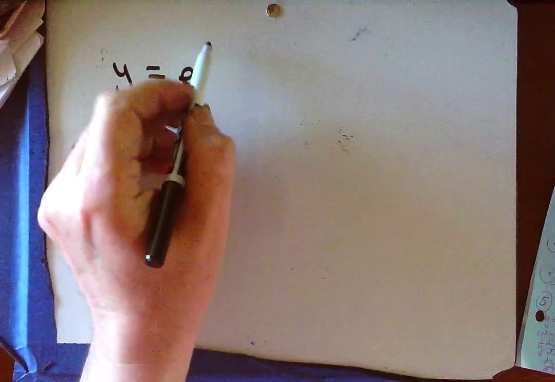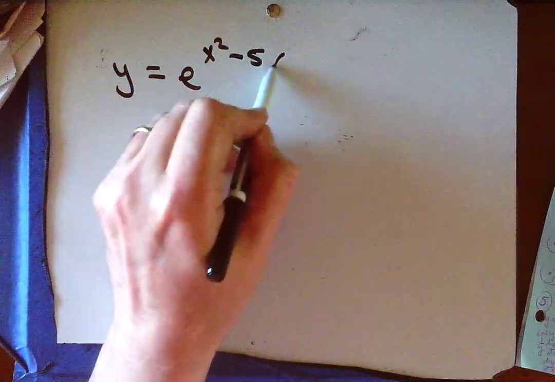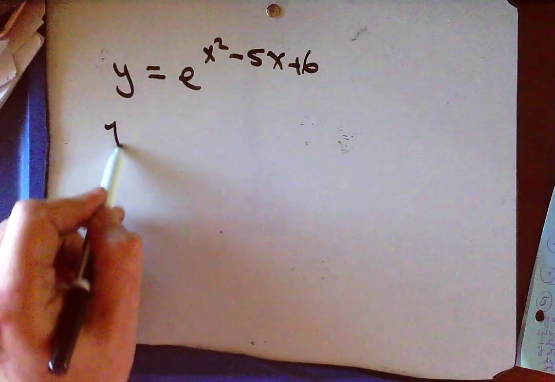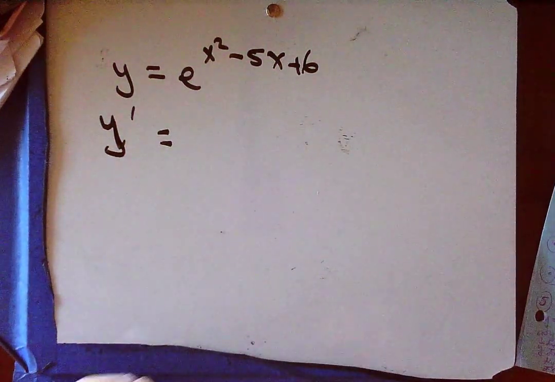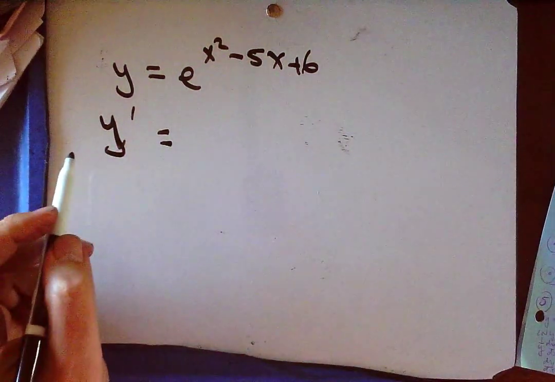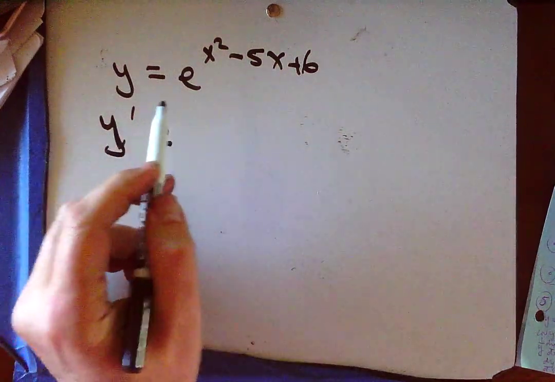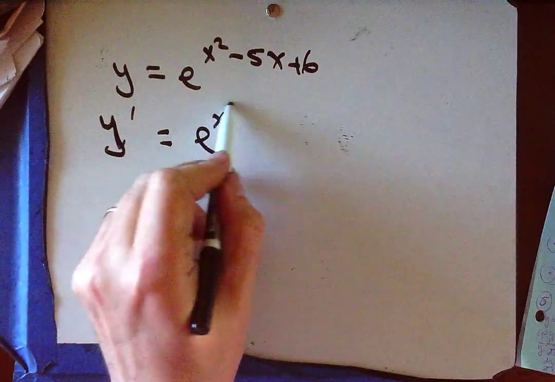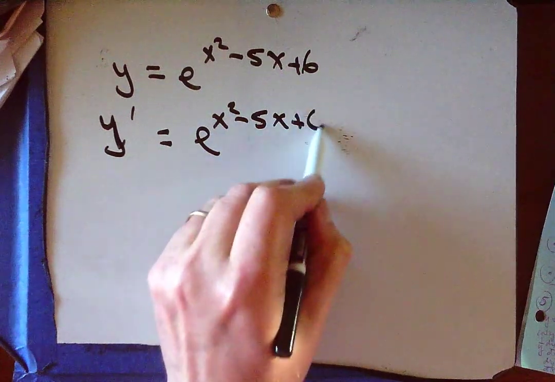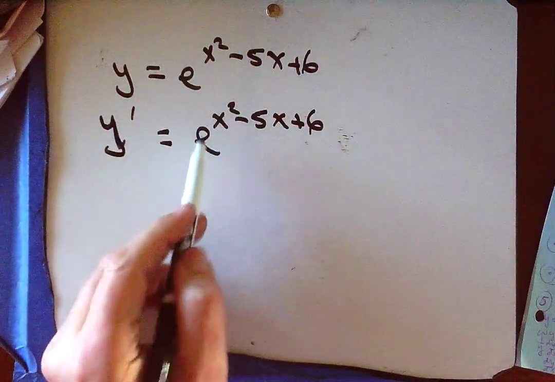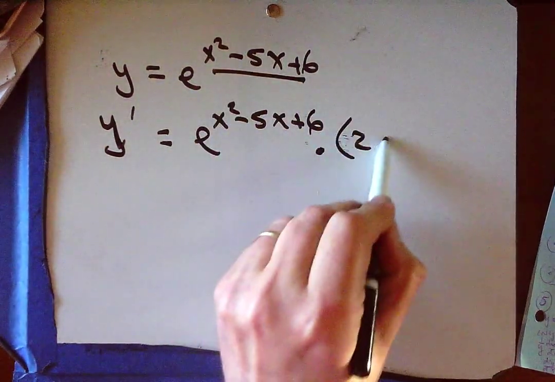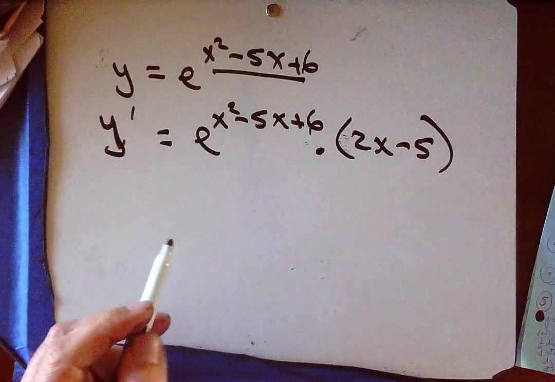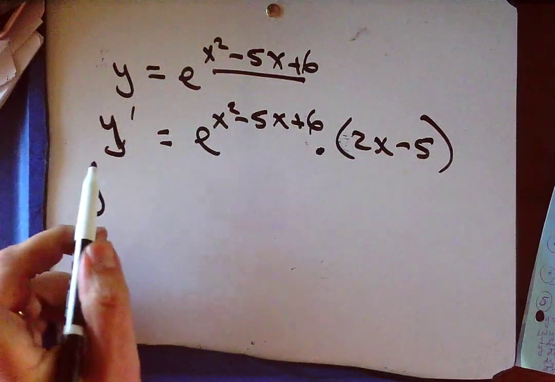And then Mr. Euclid does this. y equals e to the x squared minus 5x plus 6. Please find y prime. Okay. Let's see what you got. Excellent. Did you say e to the x squared minus 5x plus 6? Because the derivative of e to the stuff is e to the stuff times, what was it? The derivative of stuff, 2x minus 5. Fabulous.